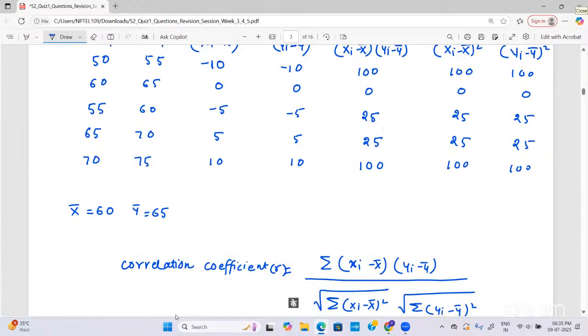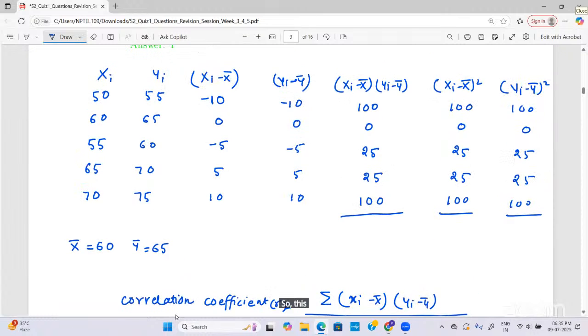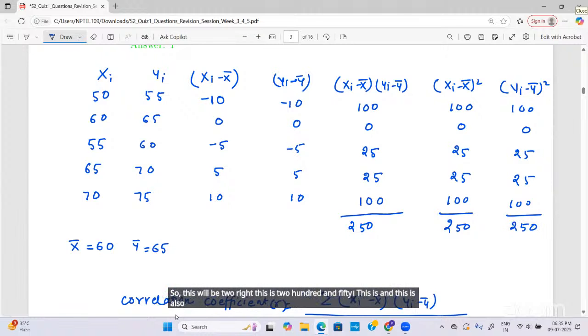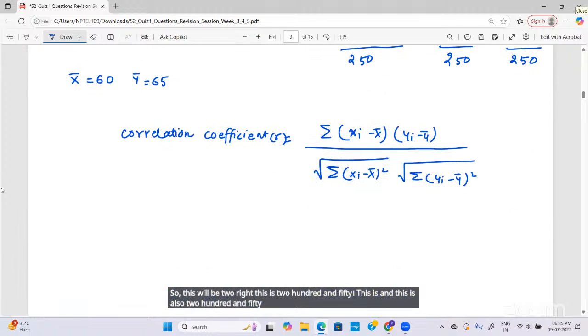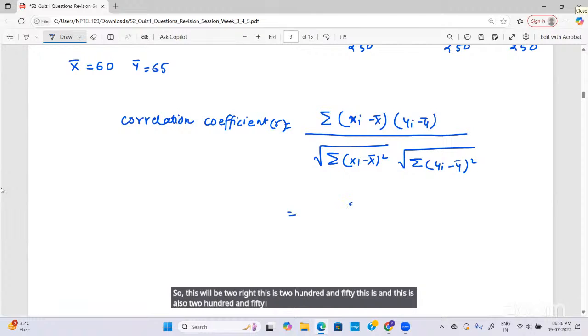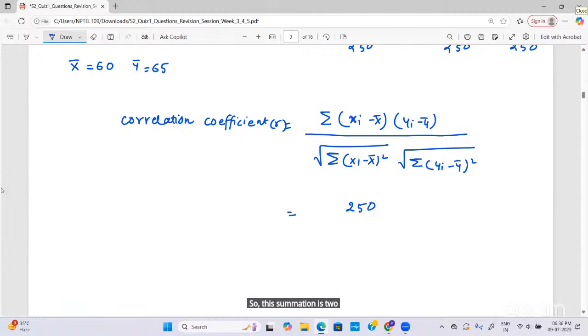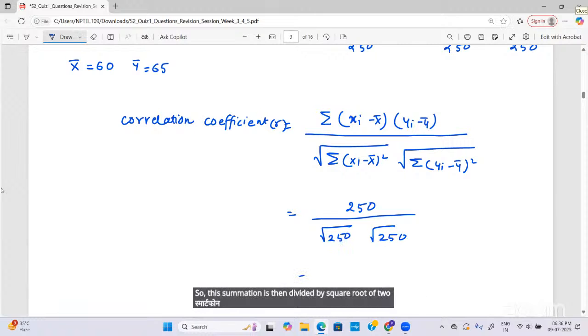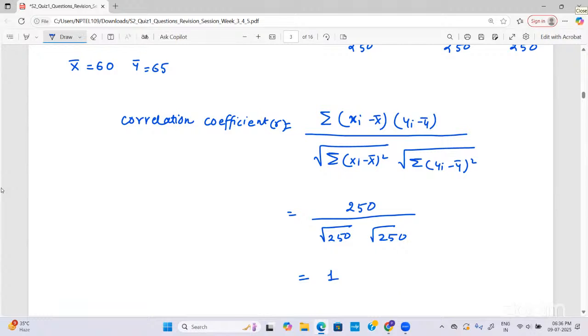Okay, and we need the summation of these parts. So this will be 250, right? Yes, 250, ma'am. This is also 250. And this is also 250. So this summation is 250, then divided by square root of 250, square root of 250. So this will become 1. Right? Yes, ma'am.